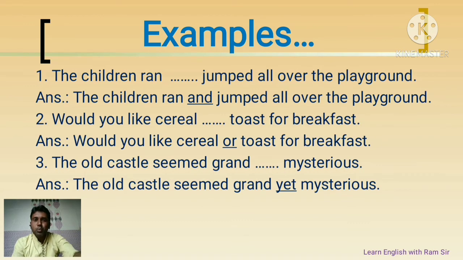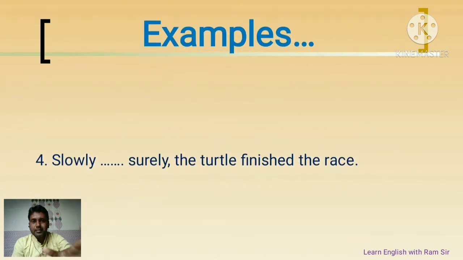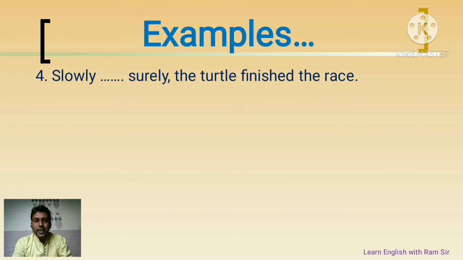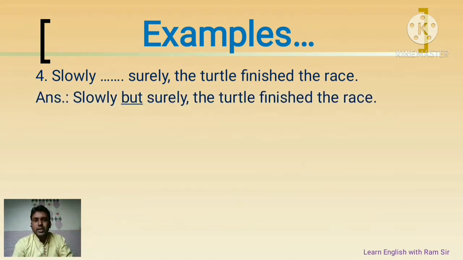So let's see a few more examples for better understanding. So the first example, slowly ... surely the turtle finished the race. Slowly but surely. Why but? Because these are the contrasting phrases. These are the contrasting adverbs, that is slowly and surely. So here you need to use the contrasting coordinating conjunction, that is but, to reflect this particular idea.